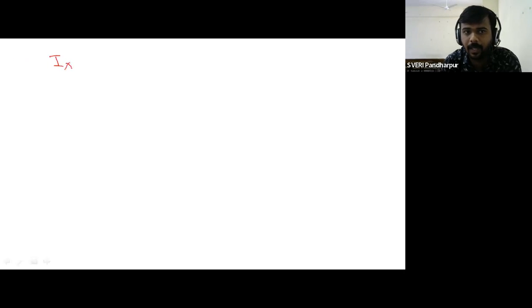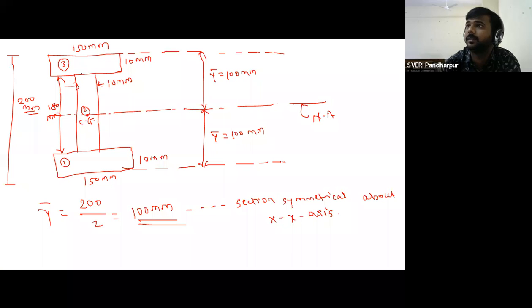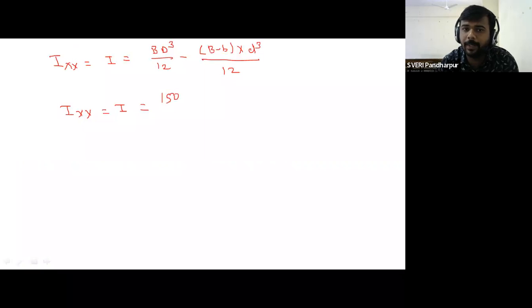Then we have another formula for the moment of inertia calculation. Ix is equal to capital BD cube divided by 12 minus capital B minus small b into small d cube divided by 12. So Ix is equal to, आता capital B आणि capital D कुठला असणार आहे? What is the capital B? Capital B is 150 and what is the capital D? 200. So write down 150 into 200 cube divided by 12.